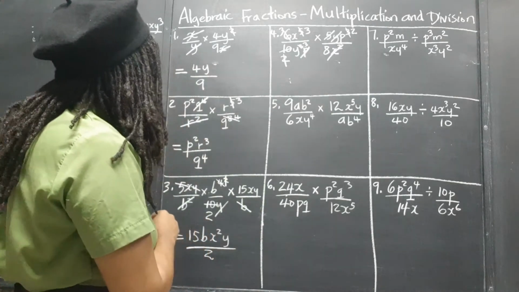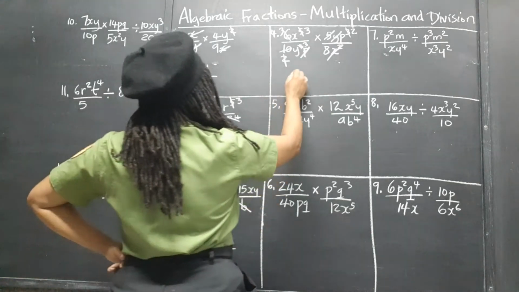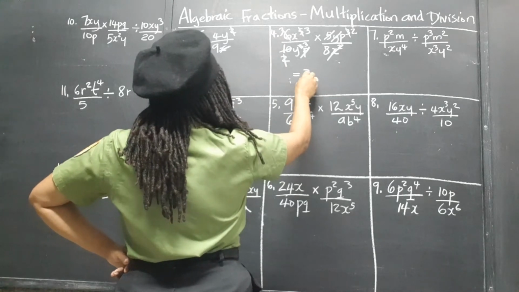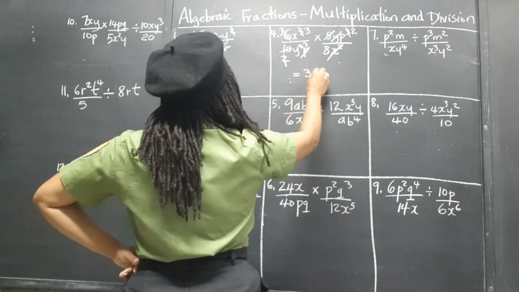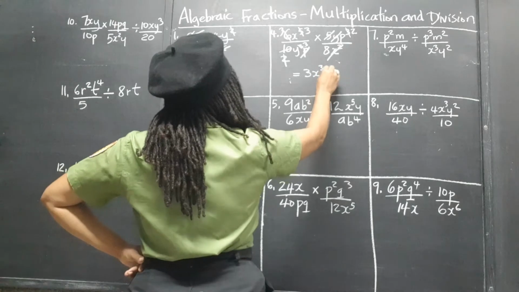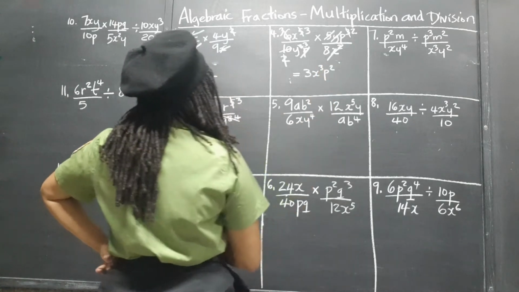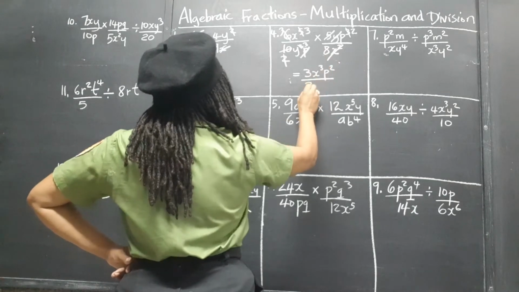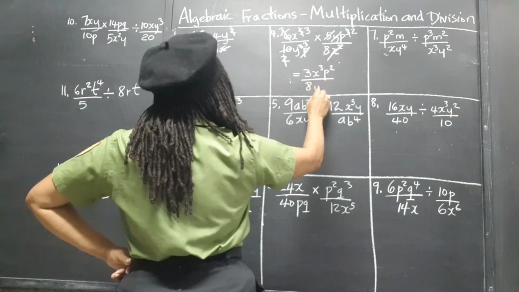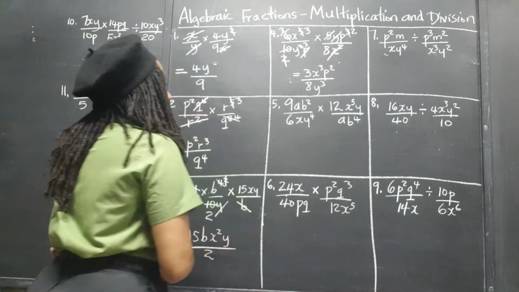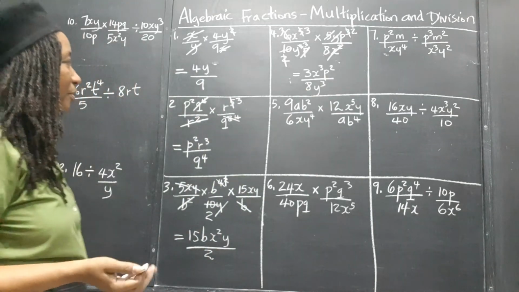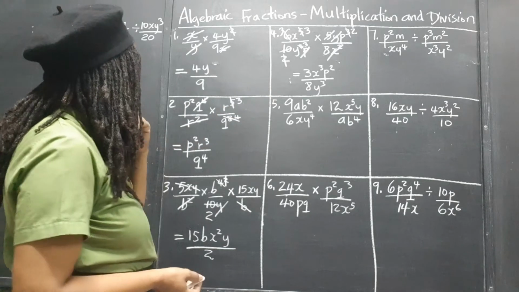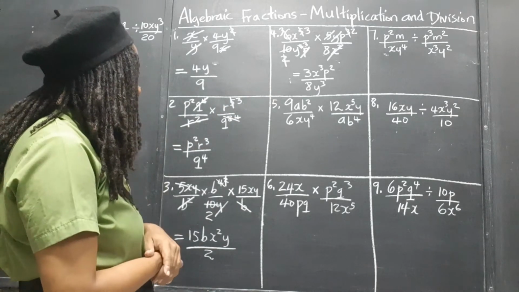So finally we're left with a coefficient of 3 and x cubed p squared in the numerator. In the denominator we have 8 and y cubed. And the 3/8 cannot be reduced. That's as simple as it gets. So that's our final answer.